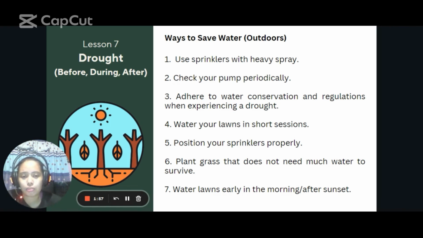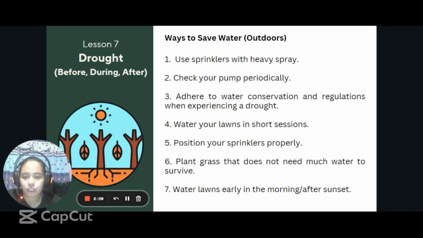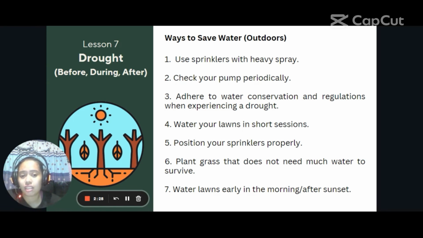Number 2, check your pump periodically. Number 3, adhere to water conservation and regulations when experiencing a drought. Number 4, water your lawns in short sessions. Number 5, position your sprinklers properly. Number 6, plant grass that does not need much water to survive. So now mag-plant daw og kanang grass na di kaayo need og water para makasurvive.